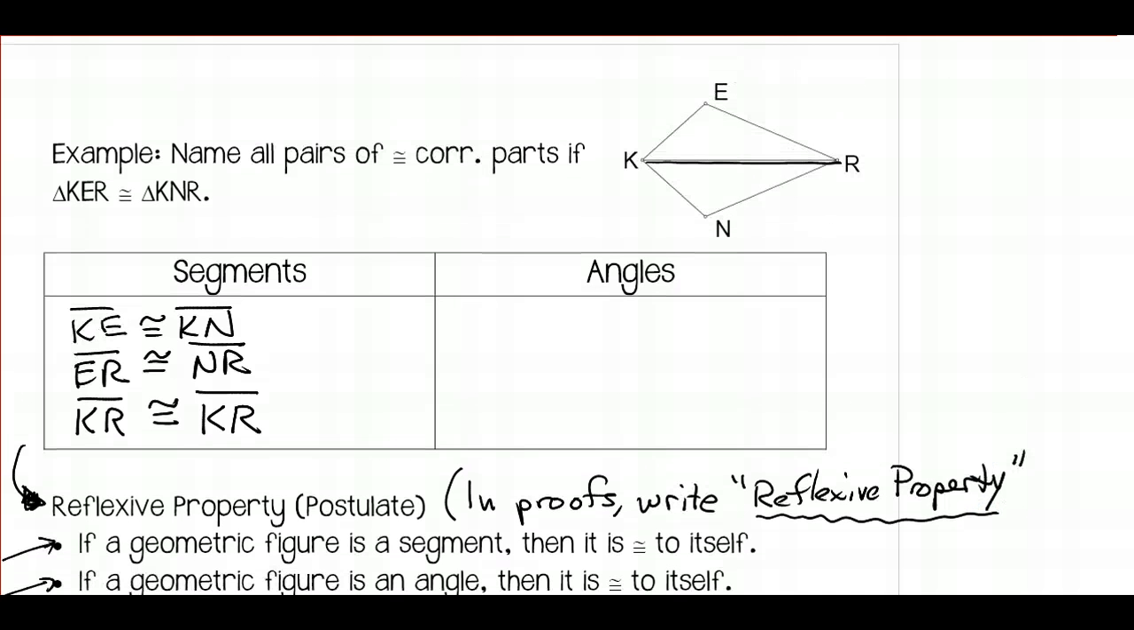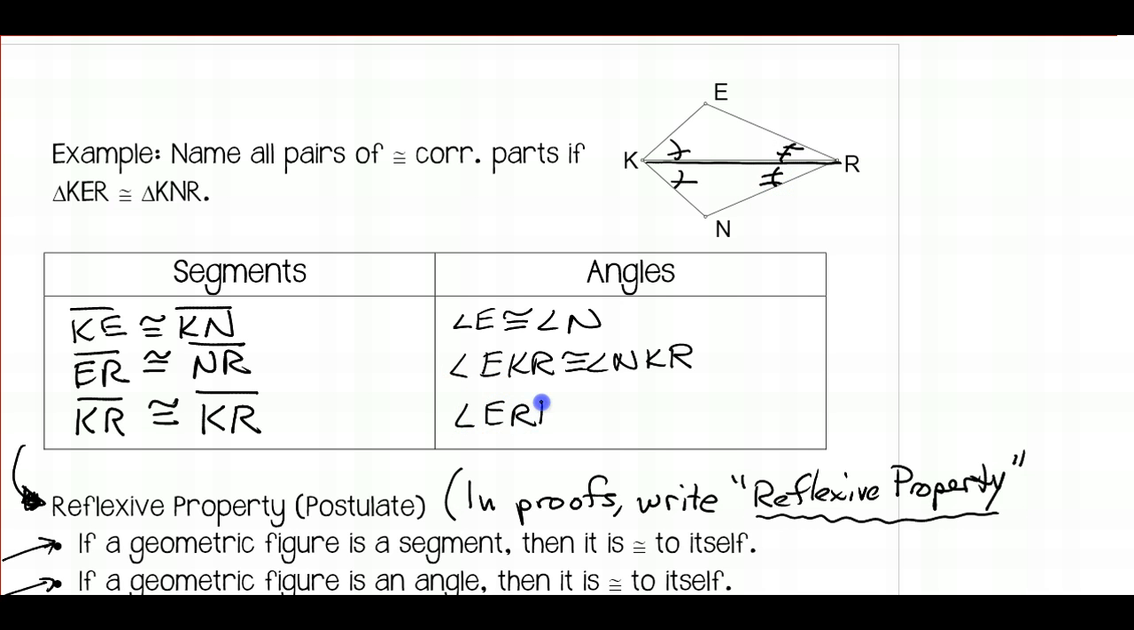Alright, so let's go ahead and let's name our angles. I've got angle E on the top is congruent to angle N on the bottom. And then I've got this angle over here and this angle over there, so that's angle EKR is congruent to angle NKR. And then I've got these angles over here. Angle ERK is congruent to angle NRK. Alright, so a lot of important things going on in here. Notice how I named these in corresponding orders. We've also got a reflexive property over here. That's new for us.